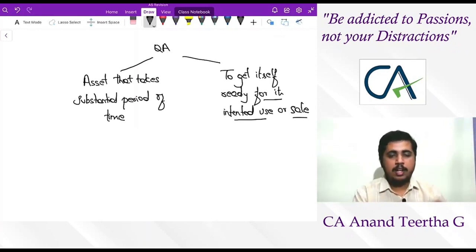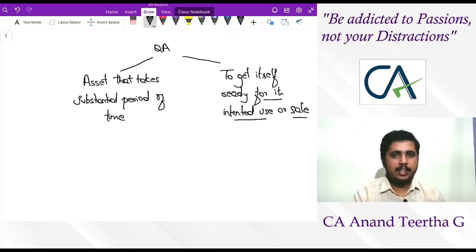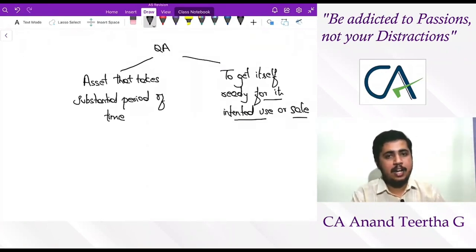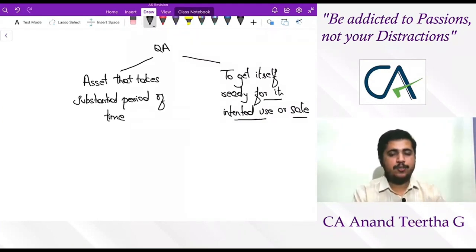So if you remember, exclusion of cost in both AS2 and AS10, when we discussed, we spoke about interest. Over there we said interest is generally excluded until AS16 allows it. So therefore, both in AS10 and AS2, which is fixed asset as well as inventory, the impact is going to come. Major thing is, for both of them, substantial period of time should be considered.